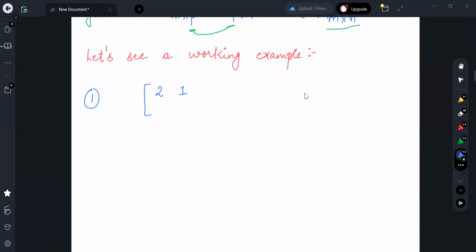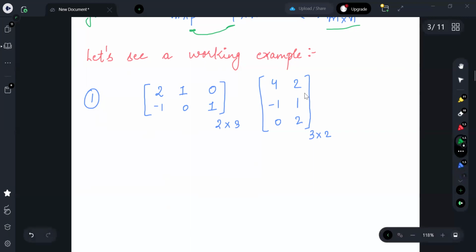Suppose I have 1 matrix 2, 1, 0, negative 1, 0, 1. This is a matrix of size 2 by 3. I have 3 columns, right? And let's pick another matrix. I have 4, 2, -1, 1, 0, 2. And this matrix is of size 3 by 2. I have 3 rows and 2 columns, right? Can I perform the matrix multiplication? That's the first question you should ask yourself. And if I can perform the matrix multiplication, what would be the resultant order? There are steps for this question, right?